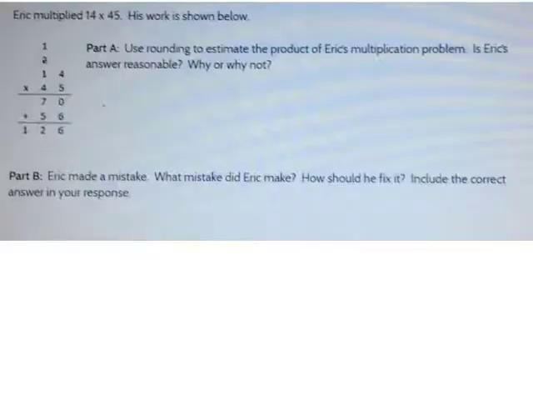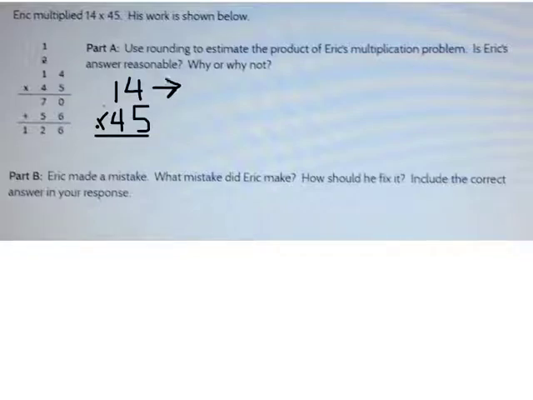Start with the problem of the day. Eric multiplied 14 times 45. His work is shown below. Part A. Use rounding to estimate the product of Eric's multiplication problem. Is Eric's answer reasonable? Why or why not? Let's start by estimating what a reasonable product would look like for 14 times 45.